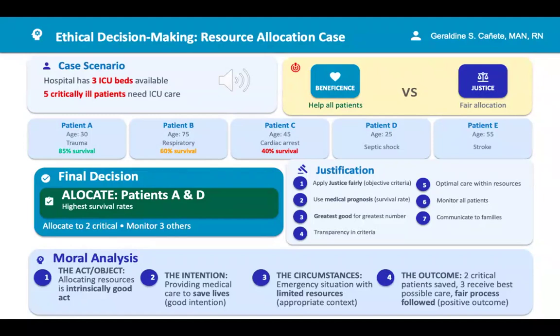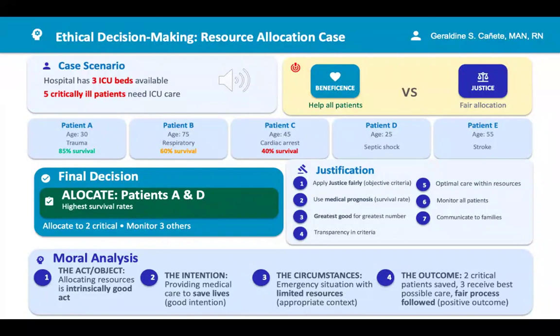Also, the principle, the greatest good for the greatest number. The decision aims to save the most lives possible with the limited resources available. There must be transparency also in criteria. In this case, the criteria for allocation are clear and transparent so that everyone understands how decisions are being made. The decision ensures also that the available resources are used in the most effective way.